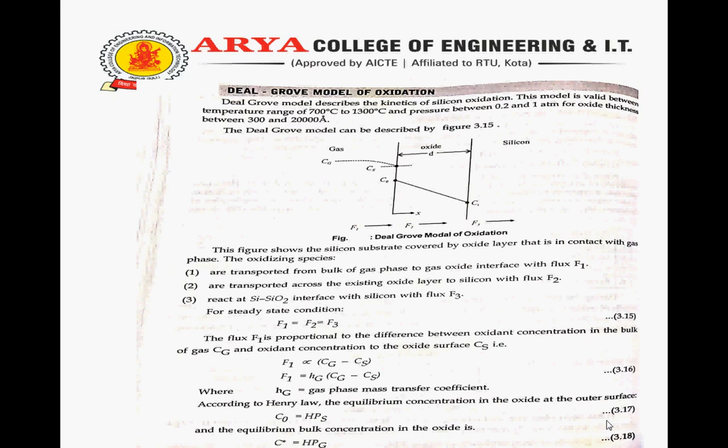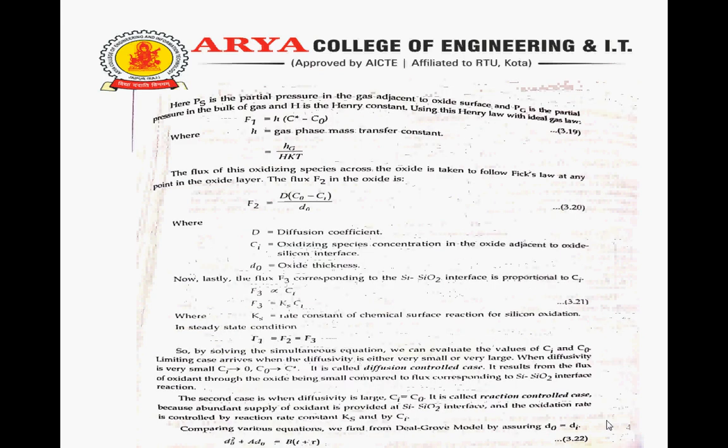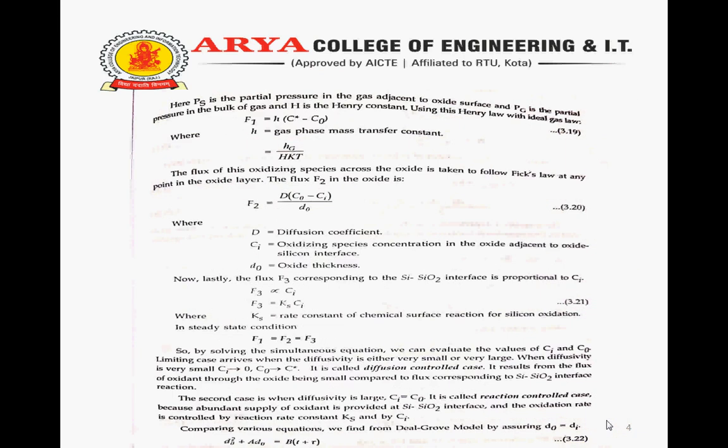According to Henry's law, C naught equal to H Ps and the equilibrium bulk concentration in the oxide is C star equal to H Pg. Here Ps is the partial pressure in the gas adjacent to oxide surface and Pg is the partial pressure in the bulk of gas and H is the Henry constant. Using this Henry law with ideal gas law, F1 equal to small h into C star minus C naught. Small h equal to gas phase mass transfer constant. F1 equal to small hg upon capital H K T.